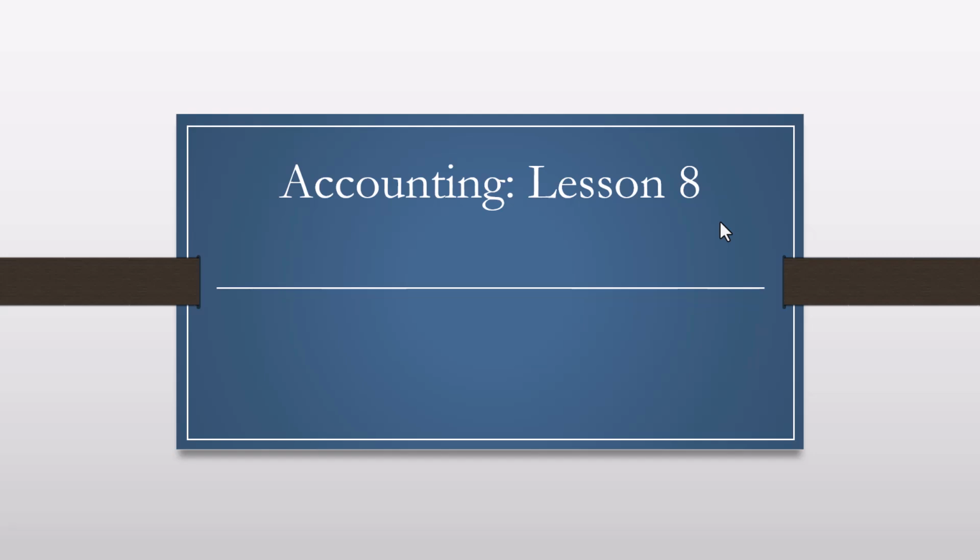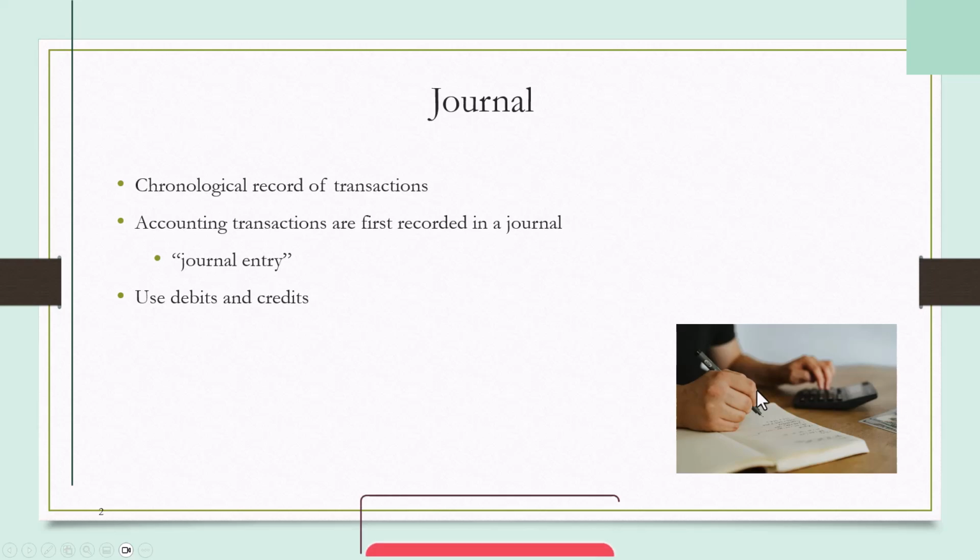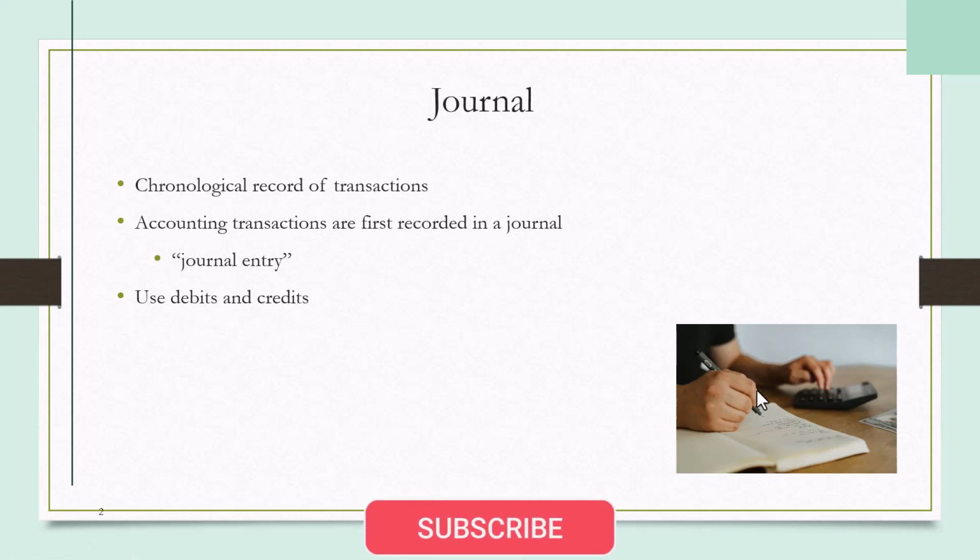In this video, I'm going to talk about the ledger. This video will bring together lessons 6 and 7. In lesson 7, we talked about a journal, which is where you first record transactions, and you would use debits and credits to record the transactions.